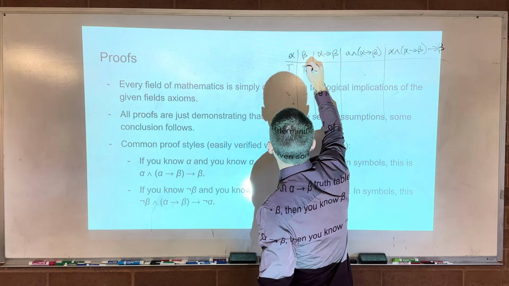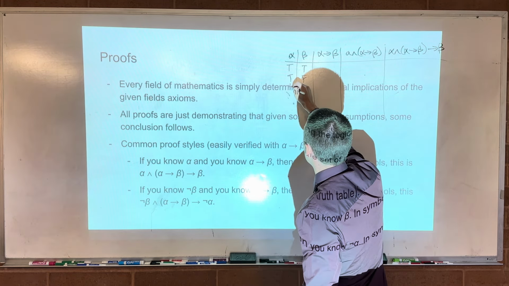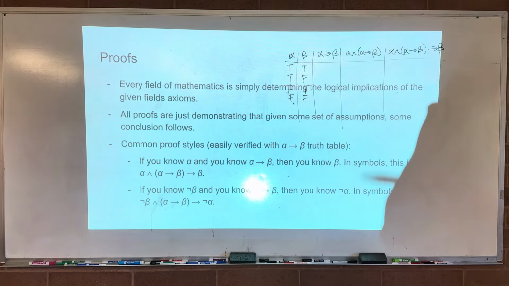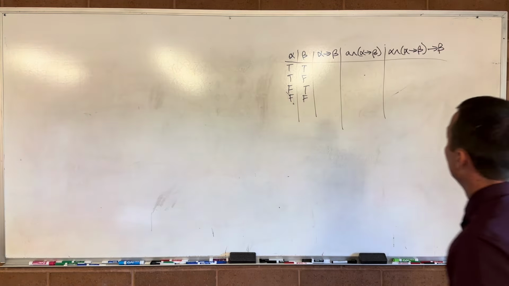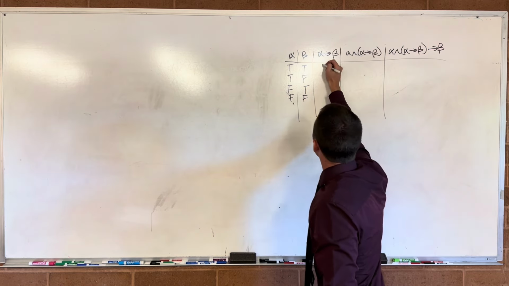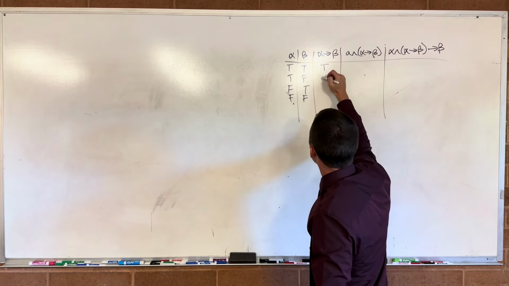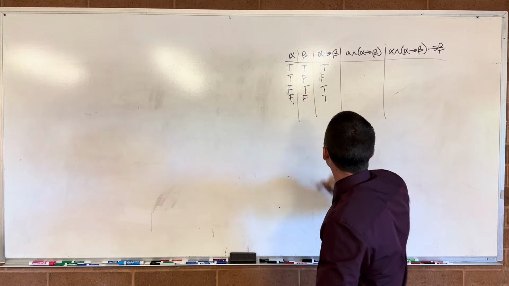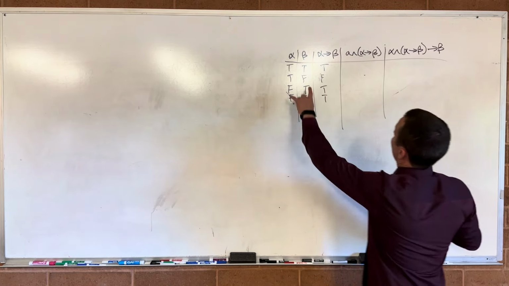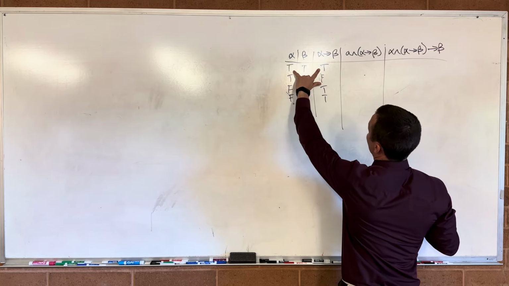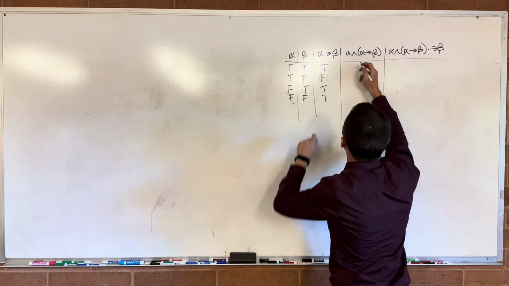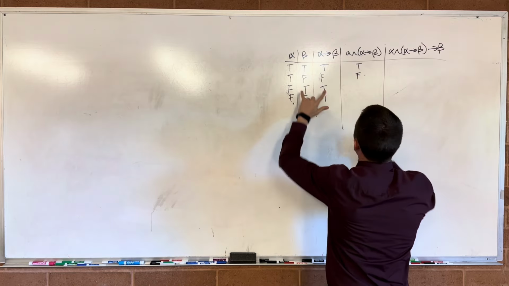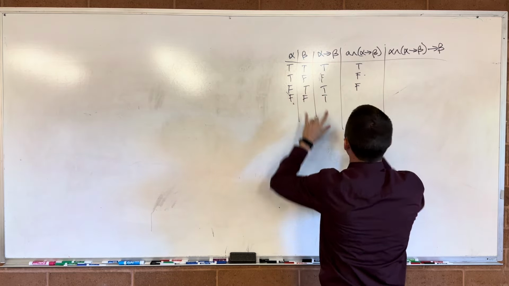We can have true, true, true, false, false, true, false, false. Okay, true implies true is? True. True implies false is? False. False implies true? True. False implies false? True. Okay. Now we're anding these two together, alpha and alpha implies beta. True and true is? True. True and false is? False. False and true is? False. False and true is? False.